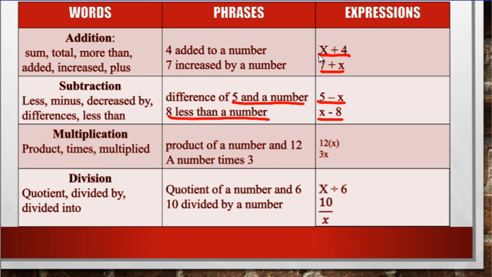The product of a number and 12, you can write it as 12x or x times 12. A number times 3, x times 3, or 3 times x. In both of these, you can see the number was first because they didn't use the multiplication symbol. If you have a number and a letter that you're supposed to be multiplying and you put them together, always put the number first since that is the coefficient.